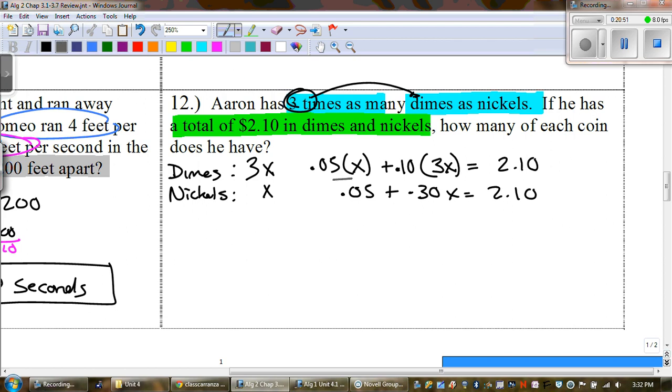And at this point, most people choose to say, I don't want those decimals here. I'm going to get rid of them. Okay, well, multiply by 100. Then you get 5x plus 30x equals 210. And you guys can solve this all on your own. So let's pause the video. Good luck.